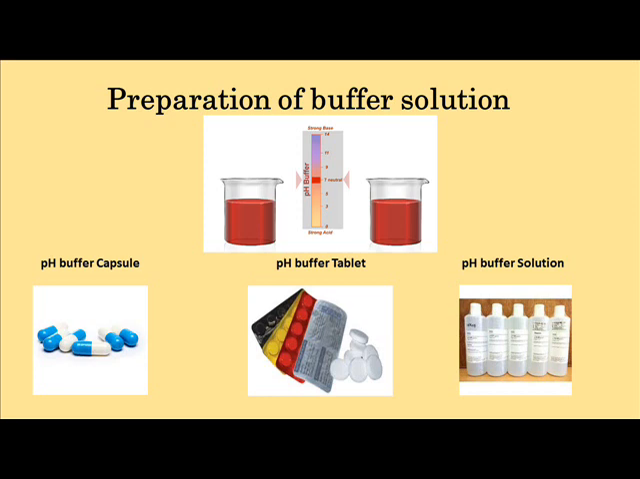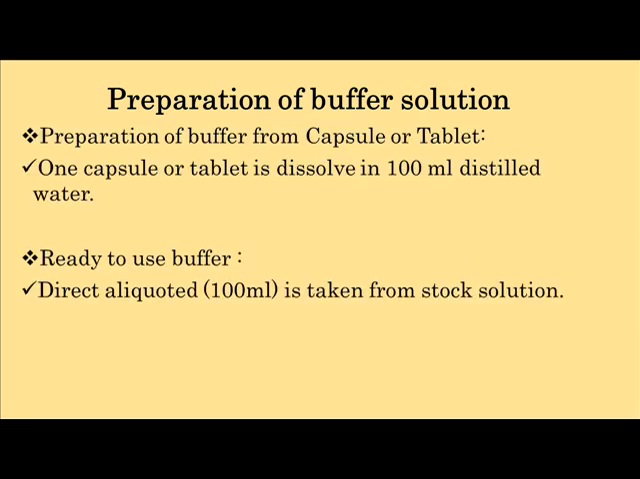In this slide, pH capsules, pH tablets and ready-to-use pH buffer bottles are shown. Preparation of buffer from a capsule or tablet is a simple process. In a 100 ml volumetric flask, take initially 50 ml of distilled water and dissolve the capsule or tablet. Shake well and finally make up the volume to 100 ml with distilled water. For ready-to-use buffer, just dispense an aliquot of 100 ml into a clean glass bottle.